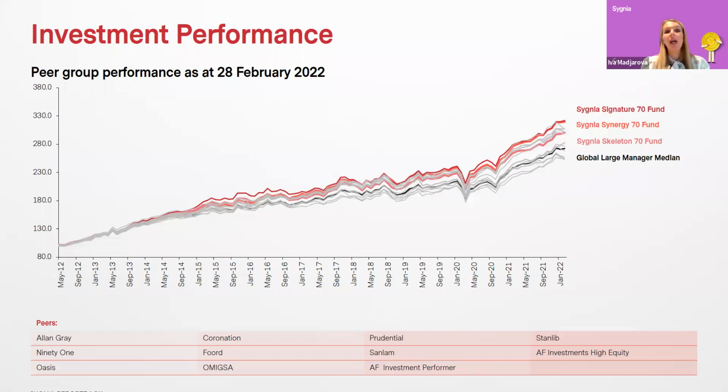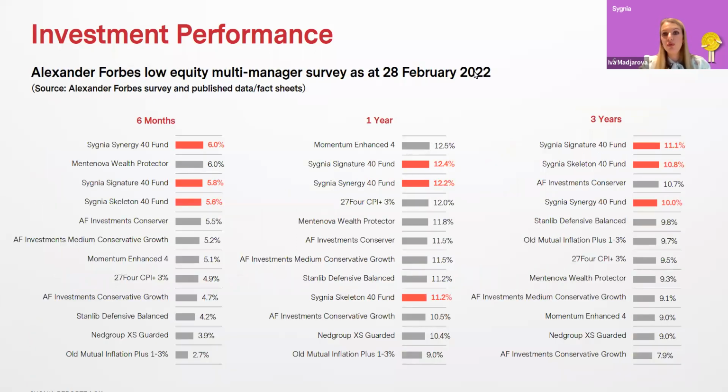And what we can clearly see is that all three of these portfolios have comfortably outperformed the black line. And the black line is the global large manager watch median, which is the median performance of the managers listed at the bottom. Now, as you can appreciate, these are all very well-known asset managers. They've been managing clients' money for a very, very long time. So if you're able to outperform the median, then your portfolio has done very, very well. So all three of the 70 portfolios are doing really nicely over the long term.